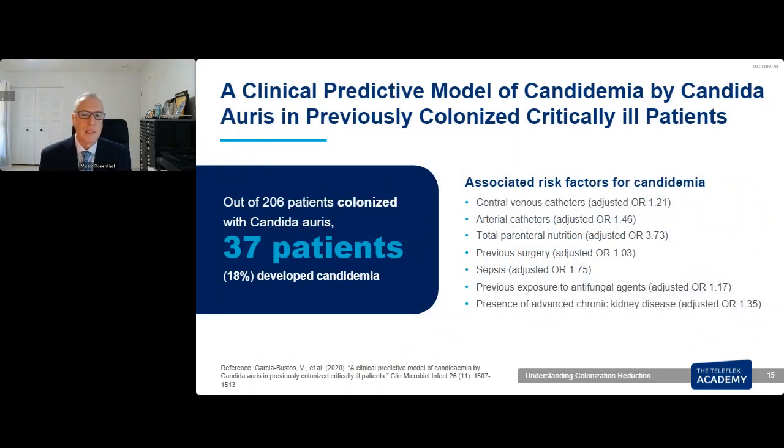This study was conducted in critically ill patients. 206 of them were colonized with Candida auris, and 37 of them developed candidemia, which is 18%. When they conducted multiple logistic regression analysis, they found that associated with candidemia were the use of central venous catheter, arterial catheter, total parenteral nutrition, previous surgical procedure, sepsis, previous use of antifungal agents, and chronic kidney disease.